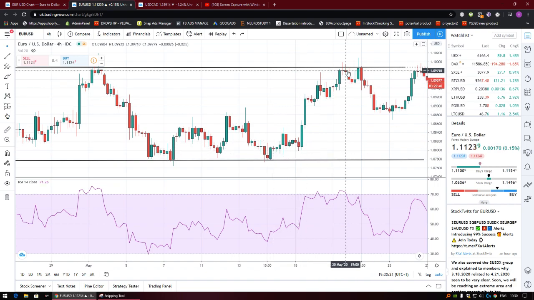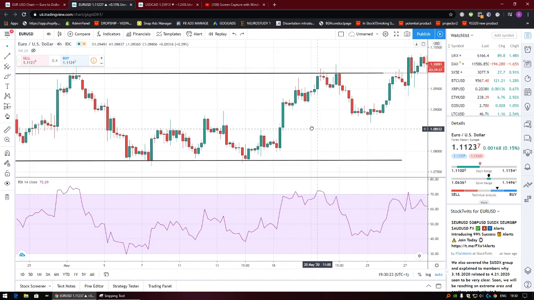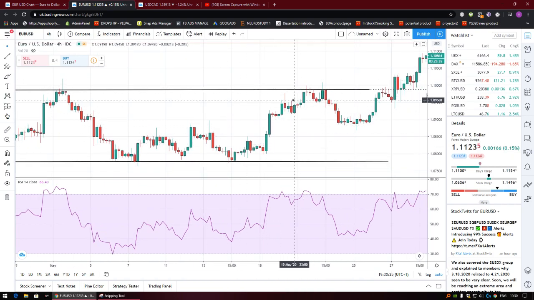We went and we tested the top within a day. That would have been a nice trading day right there. A nice couple trading days. Look at that. Yeah, over 3-4 days.